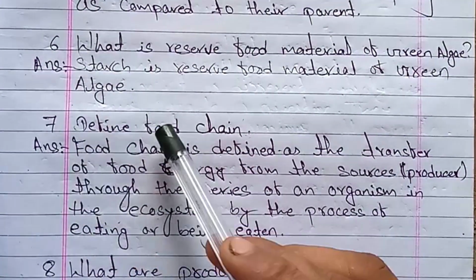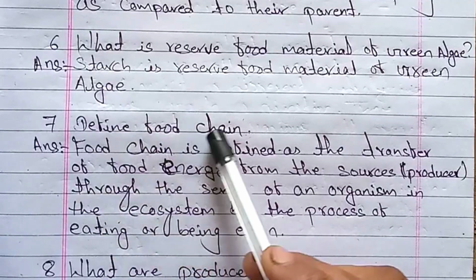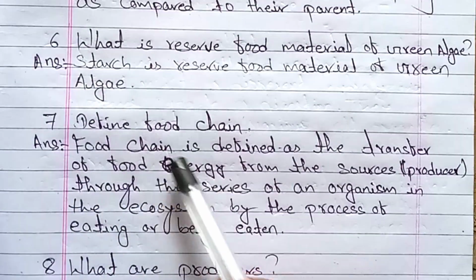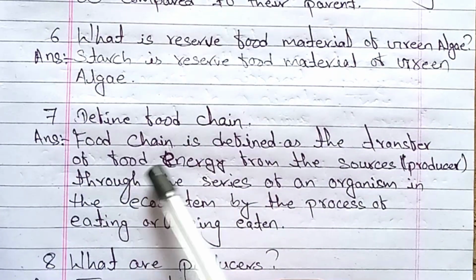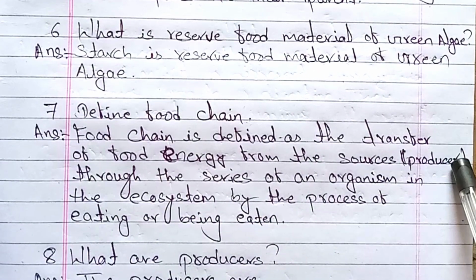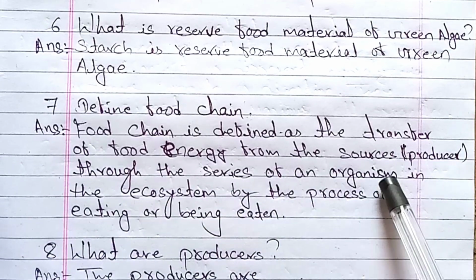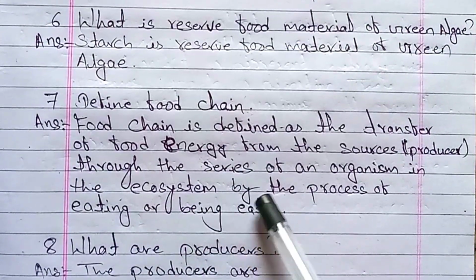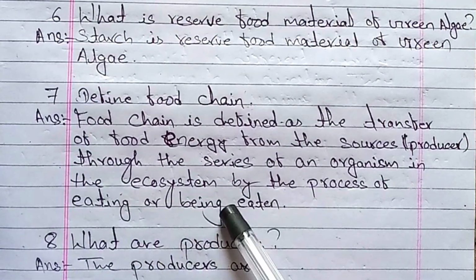Question number 7. Define food chain. So answer, food chain is defined as the transfer of food energy from the source, that is producer, through the series of organisms in the ecosystem by the process of eating or being eaten.